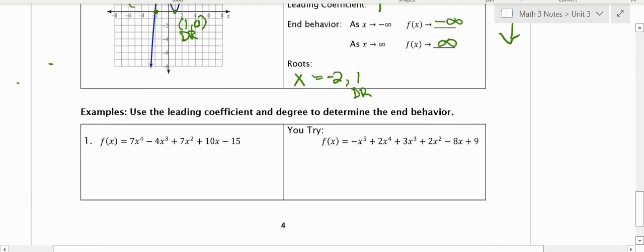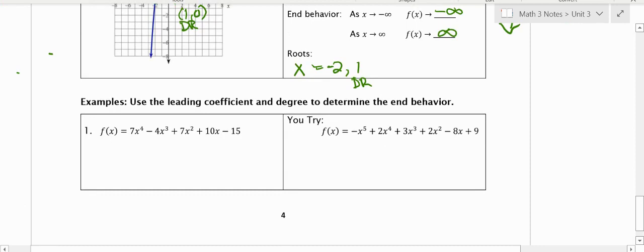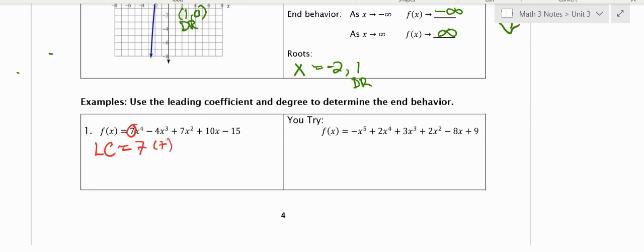For the next example we're looking at, we can use our leading coefficient and our degree to determine the end behavior. So our leading coefficient is a 7, and it's actually a positive. And our degree is a degree 4, which means that it's even. So what that means is our end behavior is going to go in the same direction, and if it's positive, they're both going to be going up.